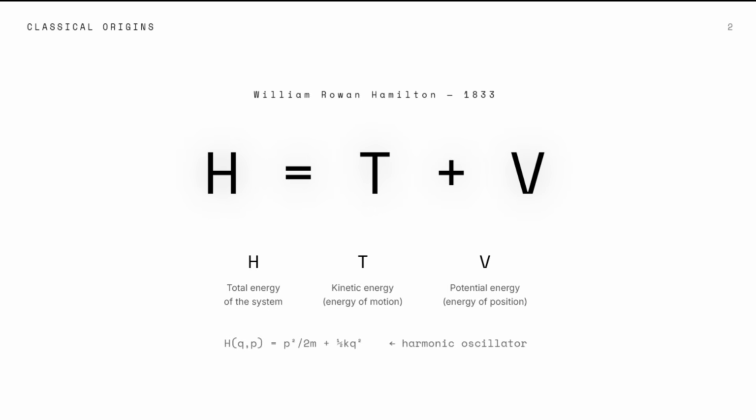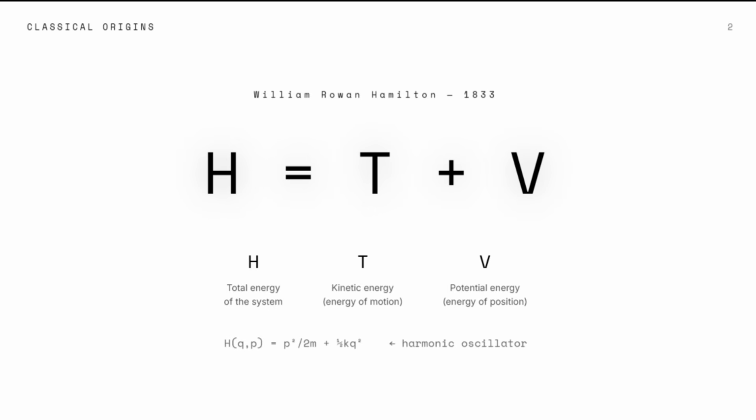From this function, Hamilton derived two equations that govern how any classical system evolves in time. dq/dt equals partial H over partial p. dp/dt equals negative partial H over partial q. The rate of change of position equals how the energy varies with momentum. The rate of change of momentum equals the negative of how the energy varies with position. These are Newton's laws, completely written in the language of energy.